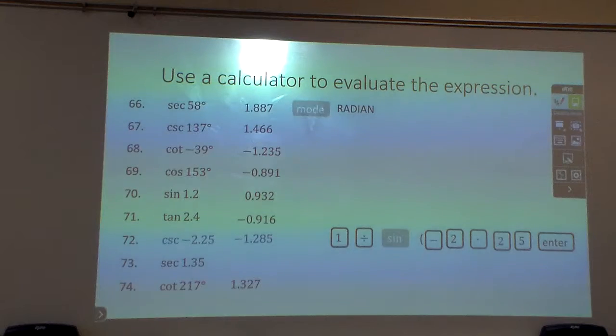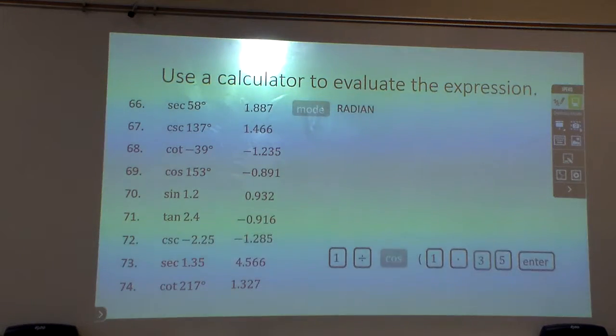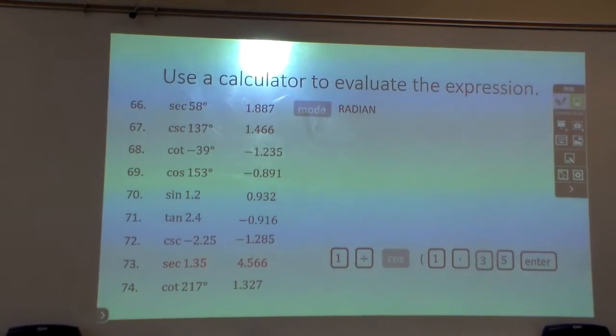And is there a secant button? No. So I do 1 divided by cosine. Now, y'all, what mode was the calculator in the entire time for those four? Radians. It's going to happen on your test, because I will have people miss those because they'll keep their calculator in degrees.